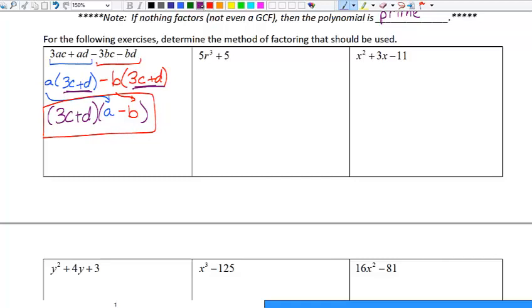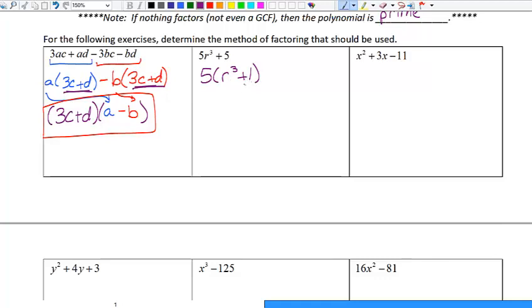On the next problem, step 1 says, is there a GCF? Well, between 5r cubed and 5, it looks like there's a GCF of 5. So step 1 is done. I have factored out a GCF. Step 2, looking at whatever's left inside the parentheses, how many terms do I have? Well, I have 2 terms. R cubed is a term and 1 is a term.